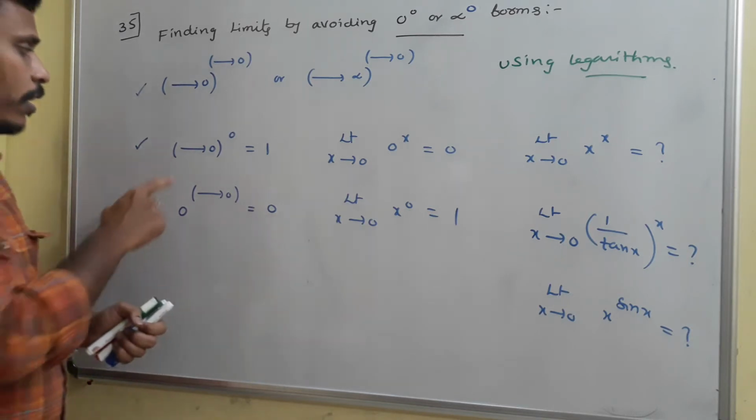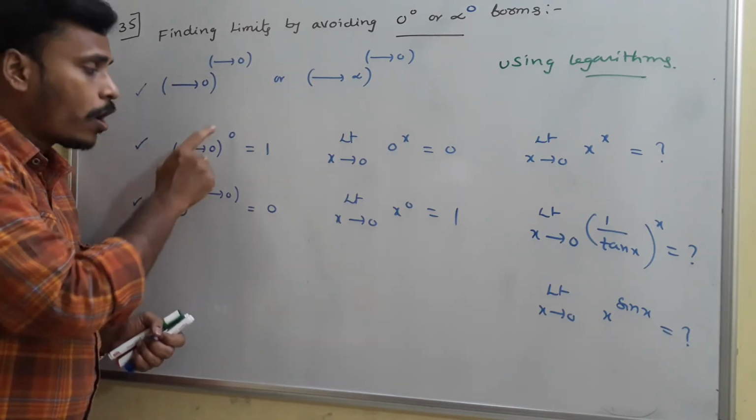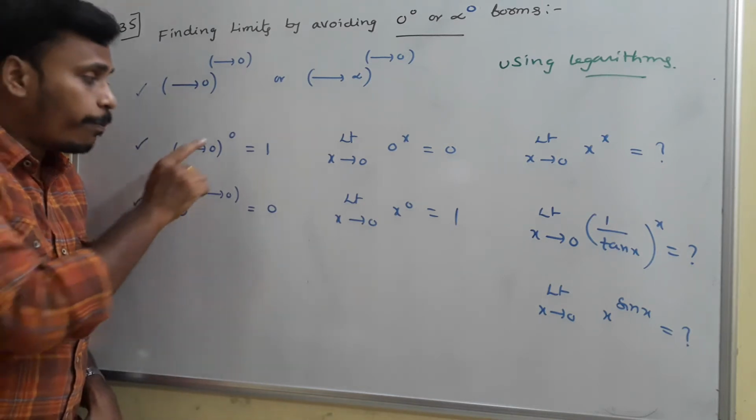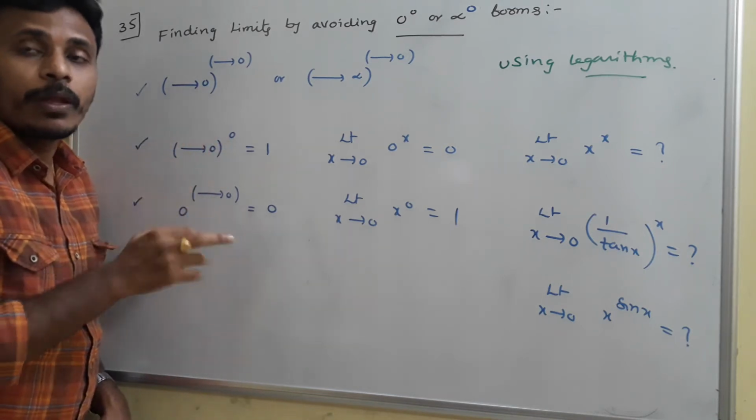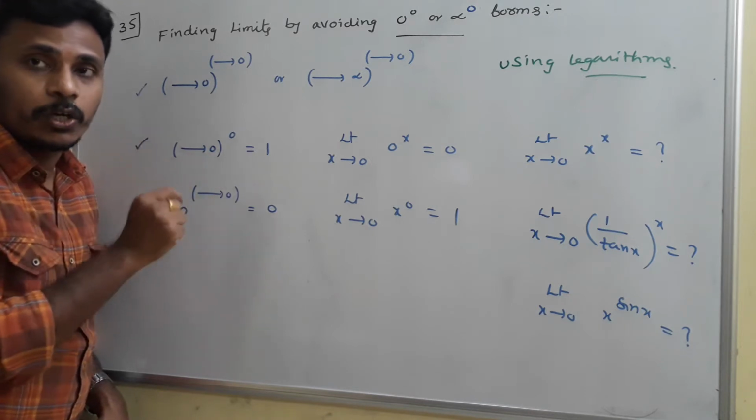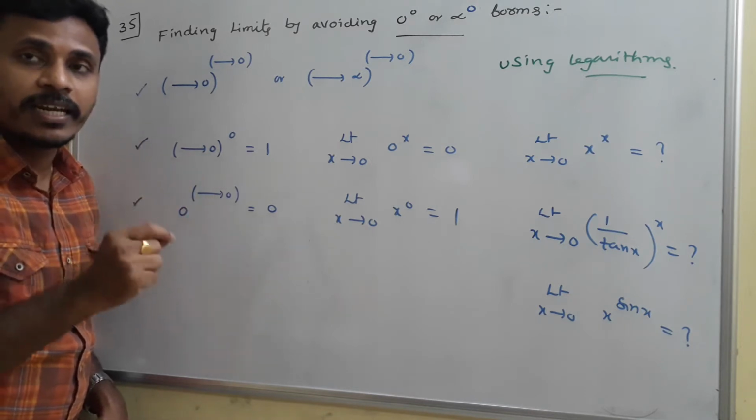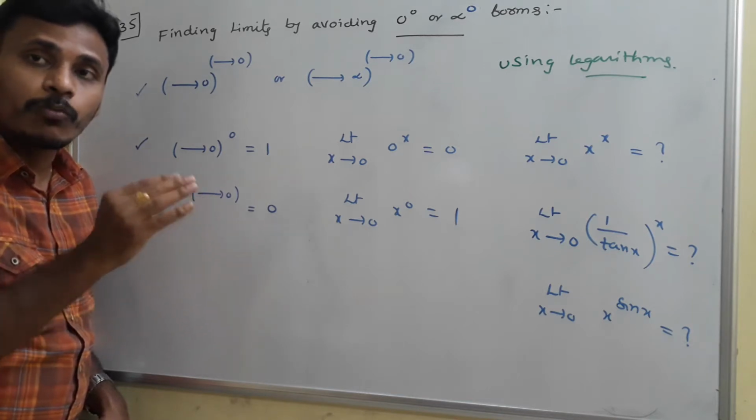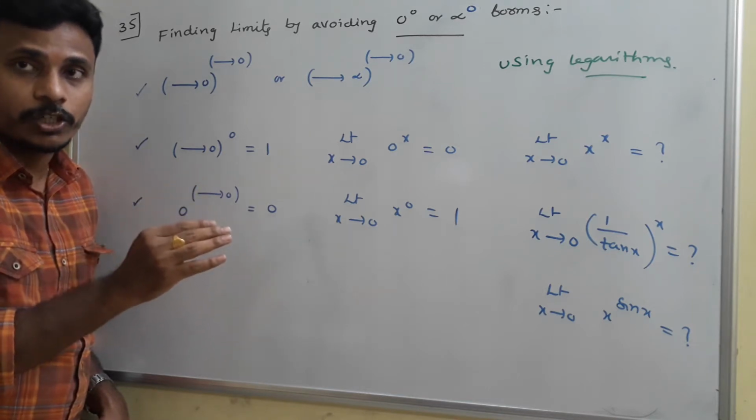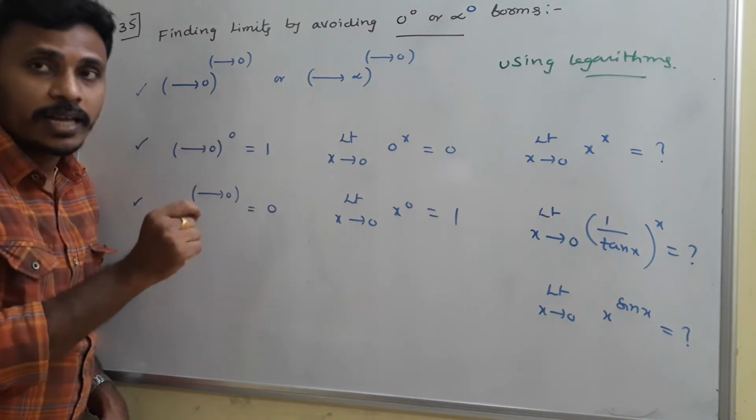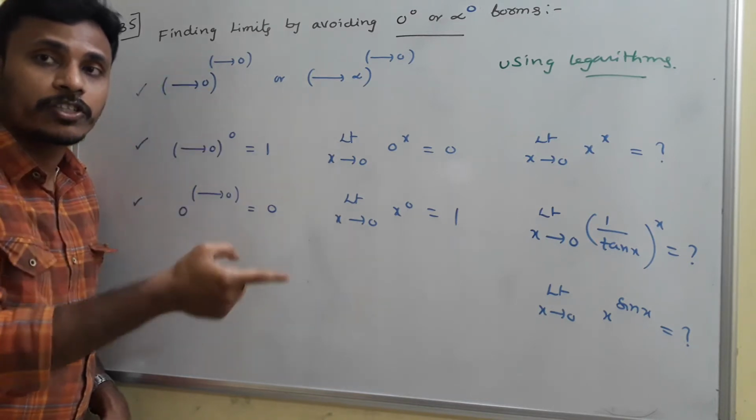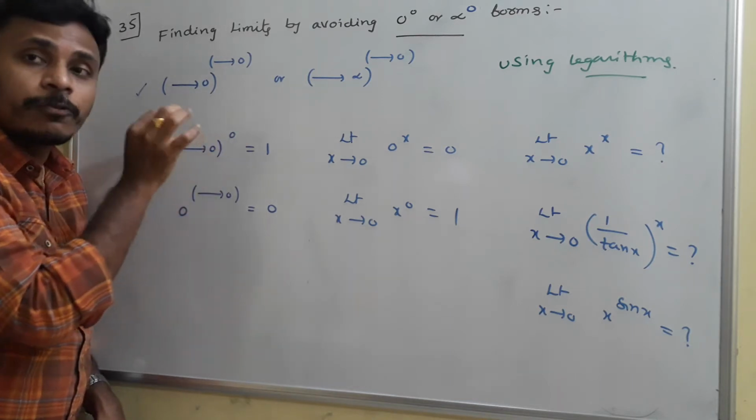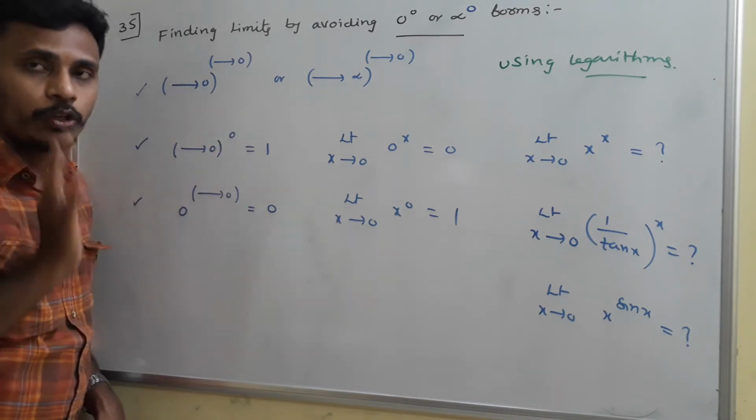First of all, the base is tending to 0 and the power is a fixed value, which is 0. Observe it. Power is fixed value 0, whereas the base is tending to 0. Since the base is tending to 0, the base is not 0. Base is something more than 0 or something less than 0, to the power 0. So anything power 0 will give us 1. So if the power is fixed like 0, then the value is 1.